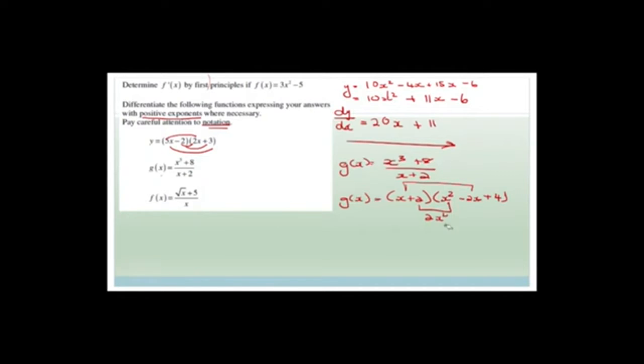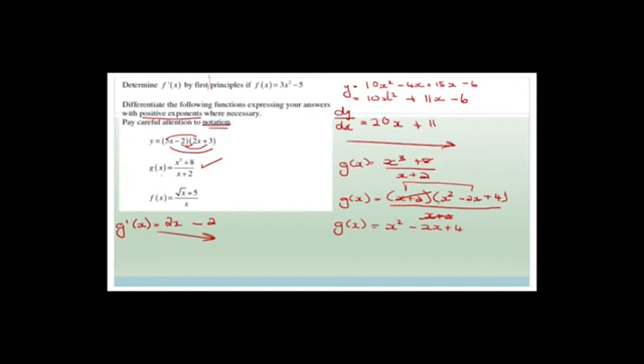And now we can see if we can factorize that. I don't know if we can. It says 1 and 1 and 2 and 2. No, you can't factorize this. That's okay, because this is still over x plus 2. So those cancel, and now we have g of x is x squared minus 2x plus 4. And now we want to find g dashed of x, the first derivative. So that becomes 2x minus 2. Ta-da! That's that one.